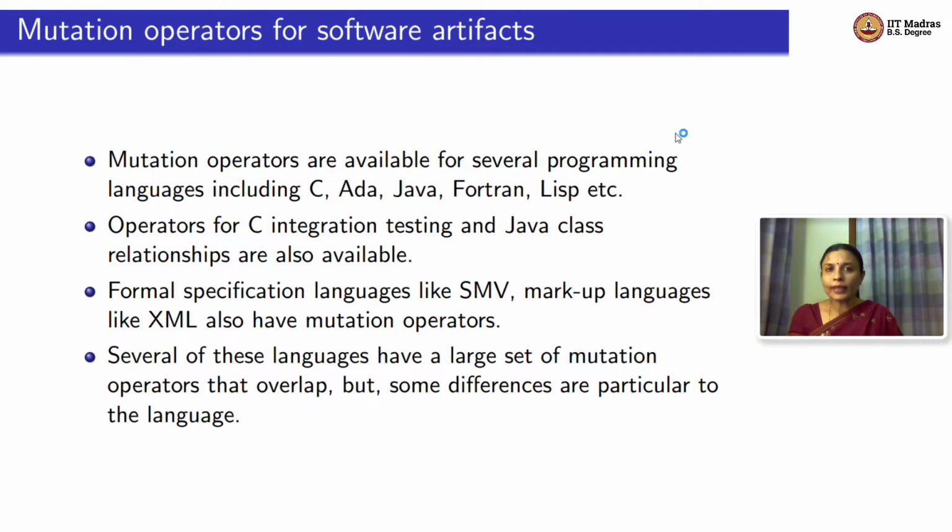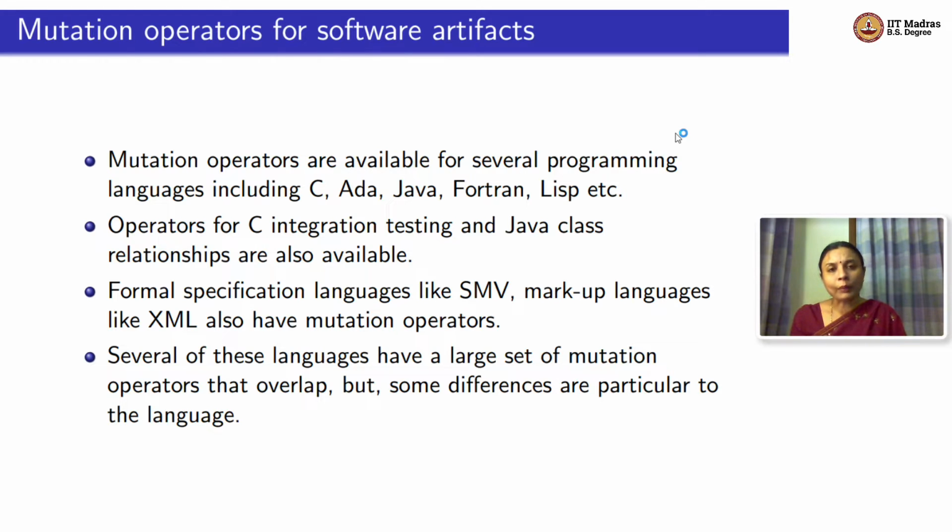The other option is weak killing, where the output or the state of the program is different at the place where you apply the mutation. So this is the basic concept of mutation. Mutation operators, plenty of them, are available for several different common programming languages: C, Ada, Java, Fortran, Lisp, C++, and so on. There are tools that are available that let you do mutation.